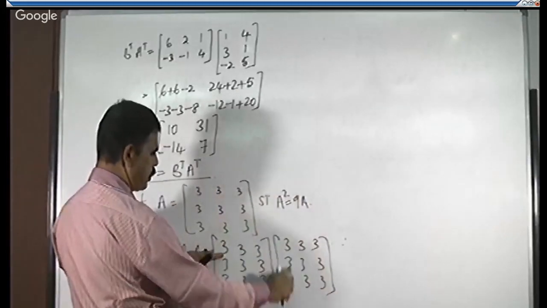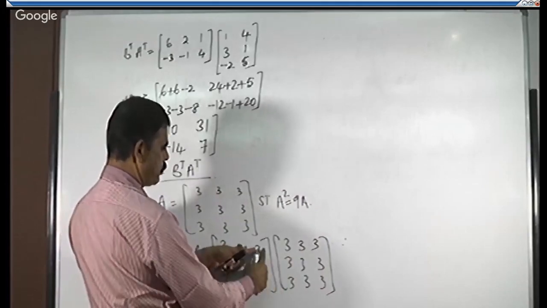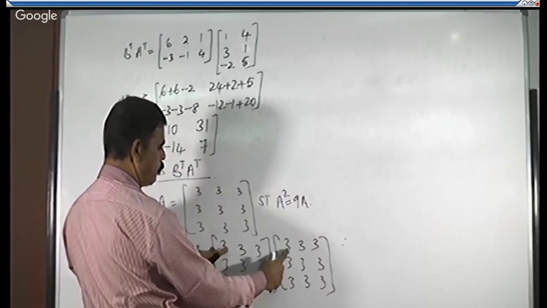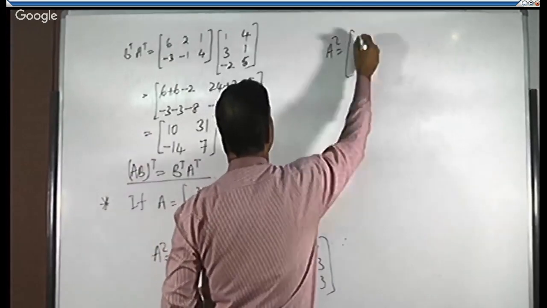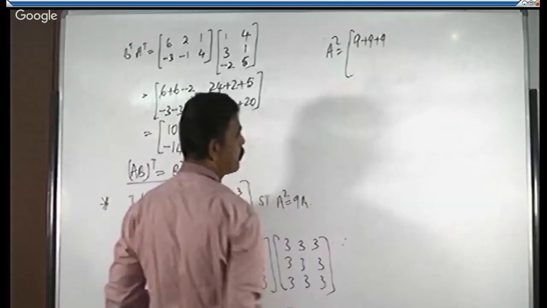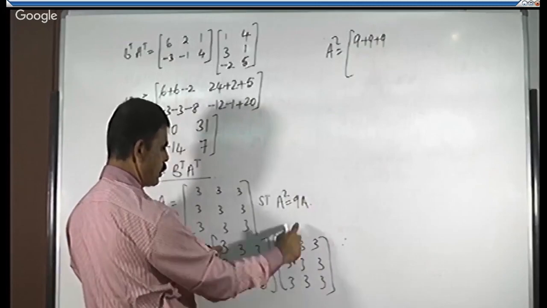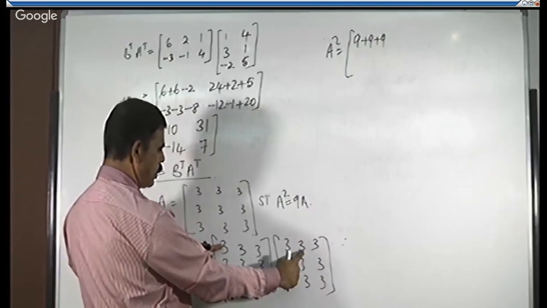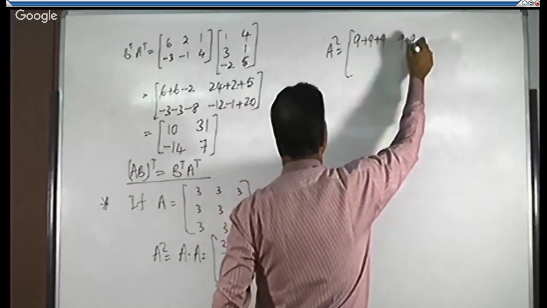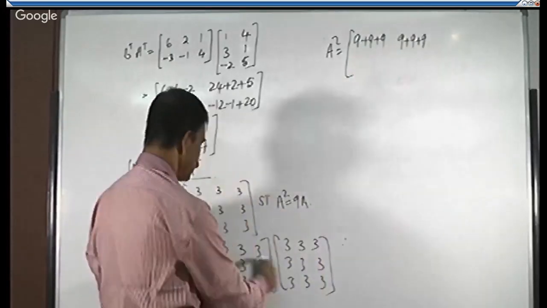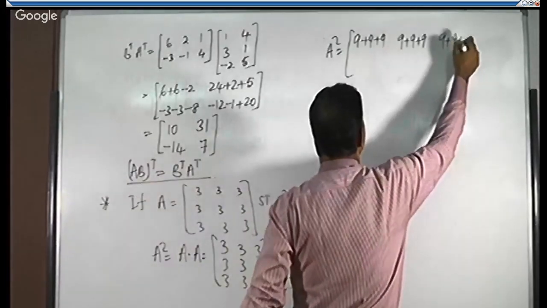First row, first column. 3 into 3, 9. Plus 3 into 3, 9. Plus 3 into 3, 9. 9 plus 9 plus 9. It is what? A square is equal to 9 plus 9 plus 9. This is first row, first column. Like that. If I take second row, first row with the second column, I am getting same thing. 3 into 3, 9 plus 3 into 3, 9 plus 3 into 3, 9. So here also all the elements are 9 plus 9 plus 9. First row, third column, 9 plus 9 plus 9.